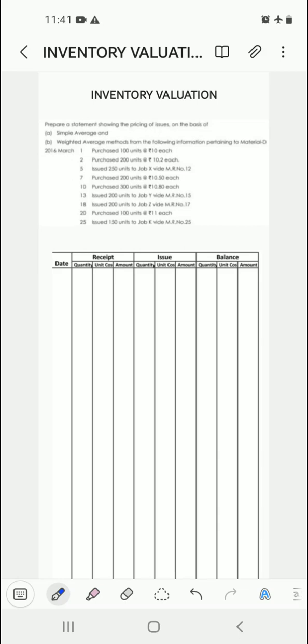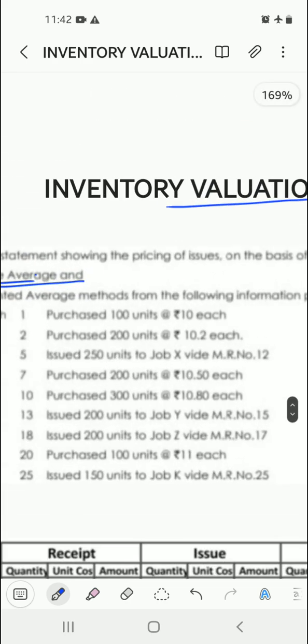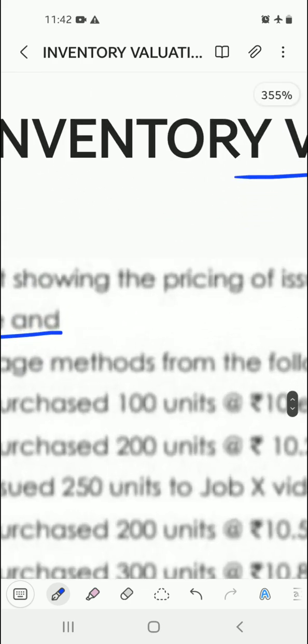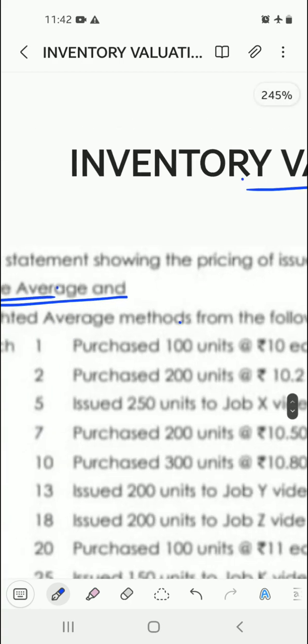Today's topic is inventory valuation. Today we are going to discuss solving a sum using the simple average method. By the word average, we mean simply the sum of all observations divided by the number of observations. That is the basic formula for average, and that is what we are going to apply in the question as well.